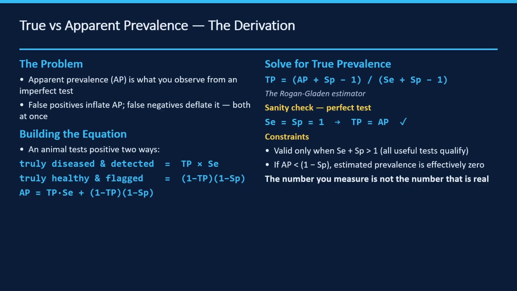That's the Rogan-Gladden estimator. Two sanity checks worth memorizing. If the test is perfect, sensitivity and specificity both 1, the formula collapses to true prevalence equals apparent prevalence. Good. And it's only valid when sensitivity plus specificity exceeds 1, which every useful test satisfies. If apparent prevalence falls below 1 minus specificity, your best estimate of true prevalence is effectively 0.